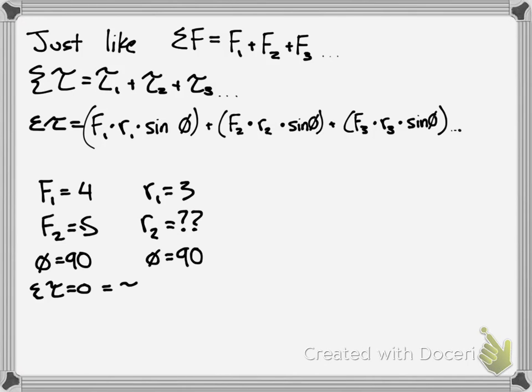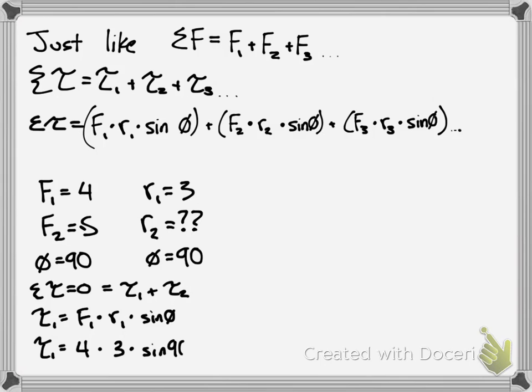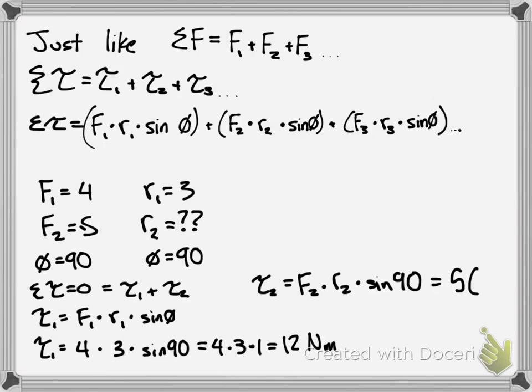So, like I said before, the net torque is torque 1 plus torque 2. Let's say torque 1 is F1 times R1 sine theta. So it would be 4 times 3 sine 90, which is just 4 times 3 times 1, 12 Newton meters. Now torque 2 is F2 times R2 times sine 90, which is 5 times R2 times 1. Then that 1 just leaves it 5 times R2.